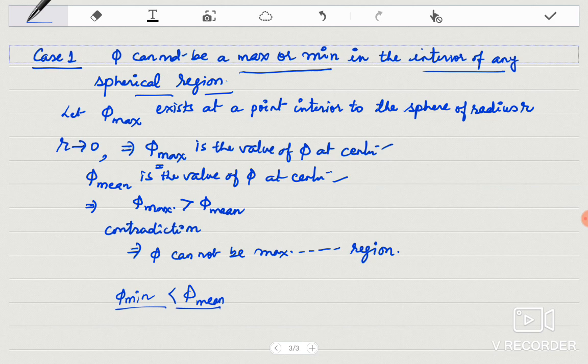So this is a corollary of Gauss theorem, and this is all about this chapter of irrotational motion.